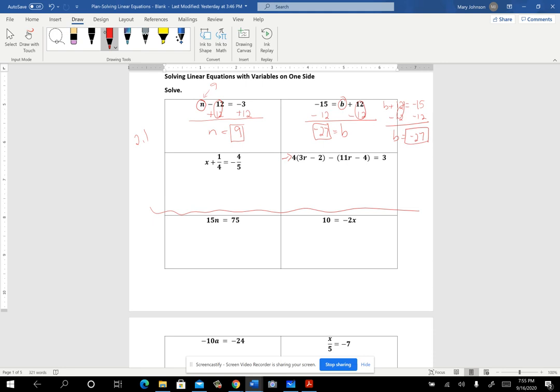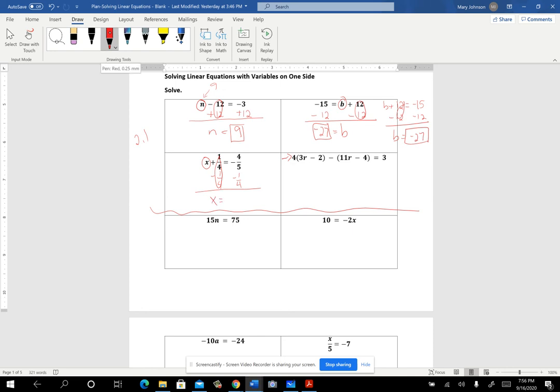All right, this next problem is also section 2.1. Don't let the fractions mess you up. Your goal is to get the x by itself. You've got to undo the adding of 1/4. So you can subtract 1/4 or add a negative 1/4 to both sides, and that should do it. 1/4 minus 1/4 is gone. I get the x like I want.